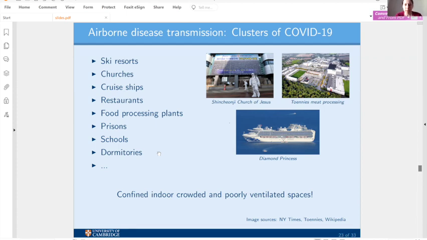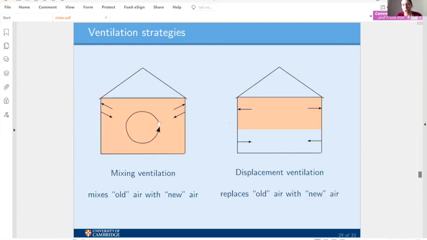So generally speaking, there are two main ventilation strategies. The first one is the so-called mixing ventilation. Here, the new air is introduced into the building, and the old air is extracted at pretty much the same location as the new air is introduced. And this leads to the so-called mixing ventilation, in which the interior of this building is well mixed, and the air has a homogeneous temperature and contaminants distribution.